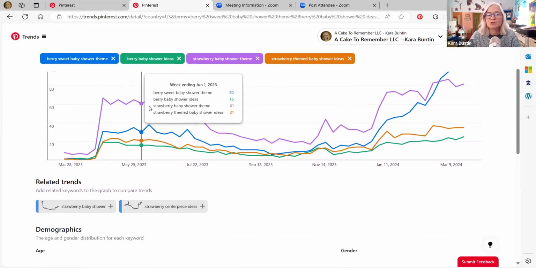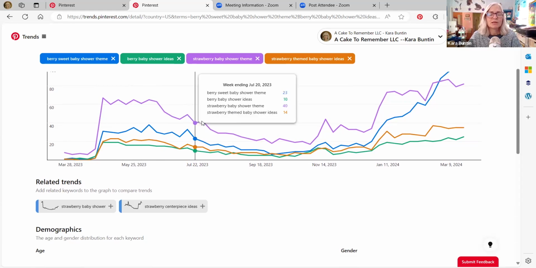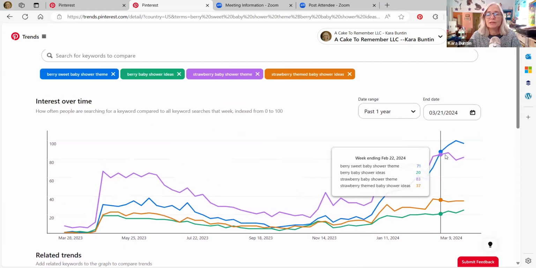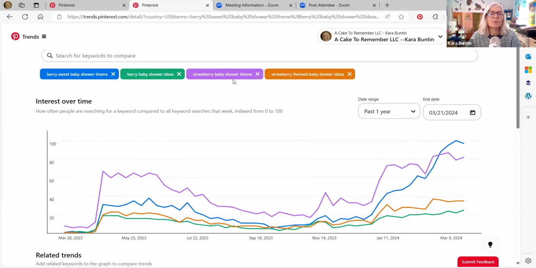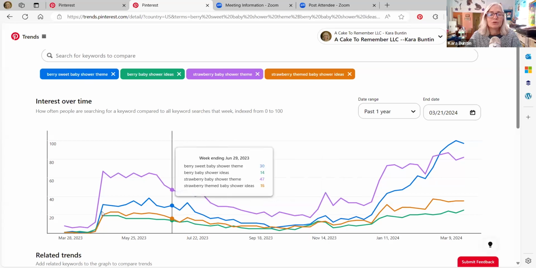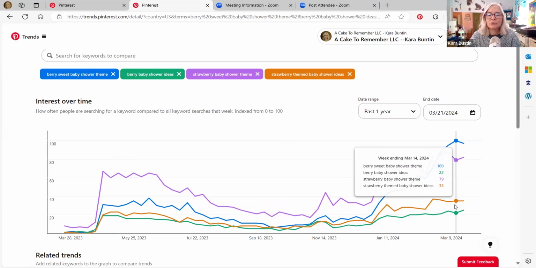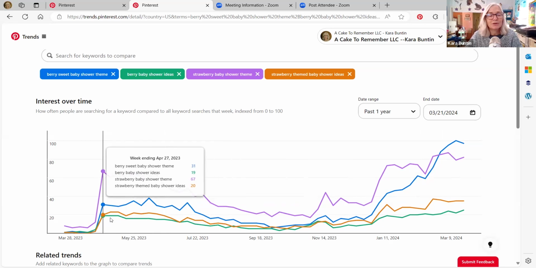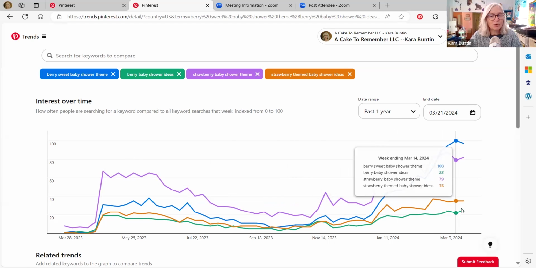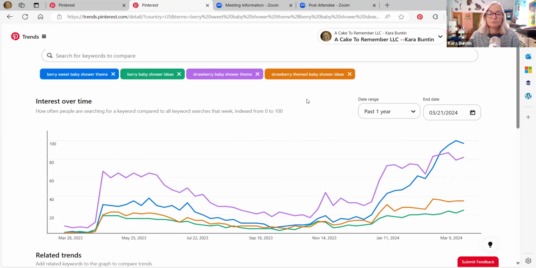It was kind of popular last year. It did definitely go up in the summer, or the spring and the summer, and then it dropped. And now it's really getting more popular. It's just in general, or these two, which is the blue and the purple one, strawberry baby shower theme and berry sweet baby shower theme. But it looks like there is kind of a natural rise. And if you look at the orange and the green here compared to here, it's the same kind of pattern. It went up a little bit, then it went down, but it's going up more this year than it did last year. So that tells me that this is a baby shower theme that's not brand new. It's been around for a while, but it's more popular this year than it was last year.